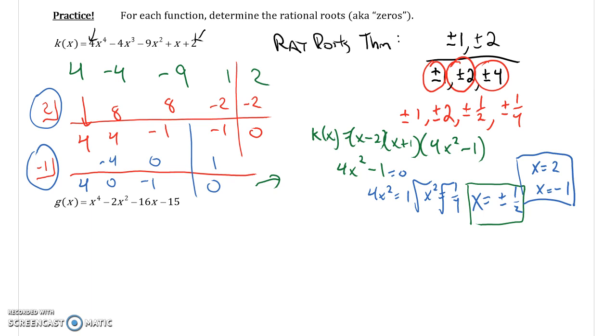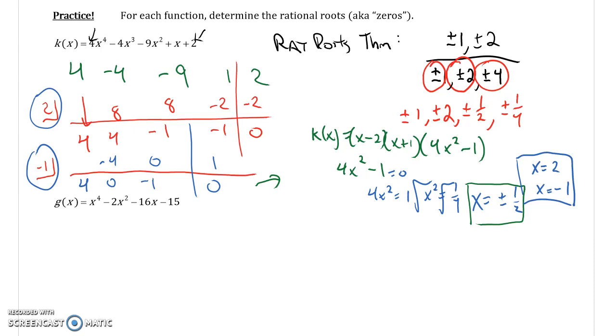The truth is sometimes you get lucky and the first thing you try works, and other times you try a couple things until you finally find something that works. But with a little bit of practice, you will start to notice some things and get better at it. Does it need to be positive or negative, and so forth. So notice what I did. I found two roots that worked. The first one was positive 2, and so I did my synthetic division.